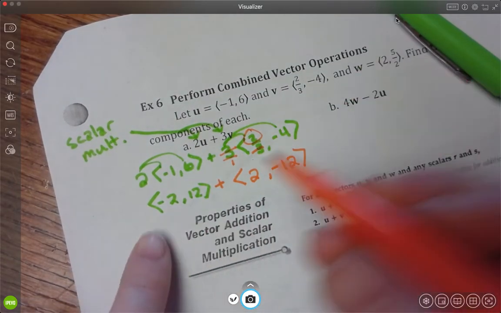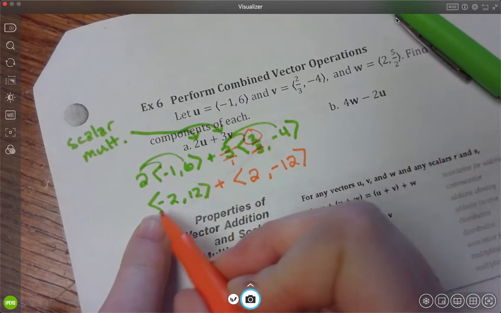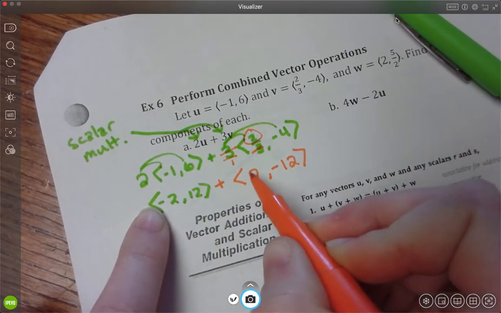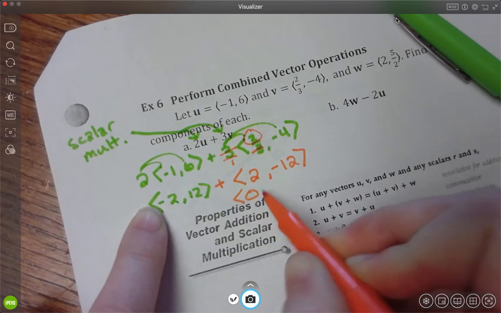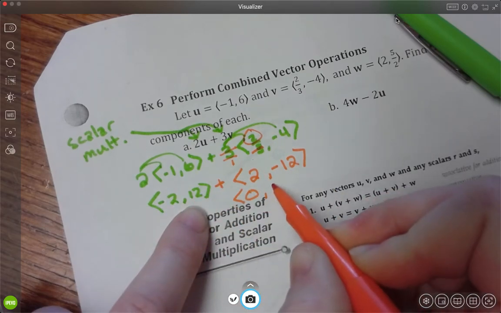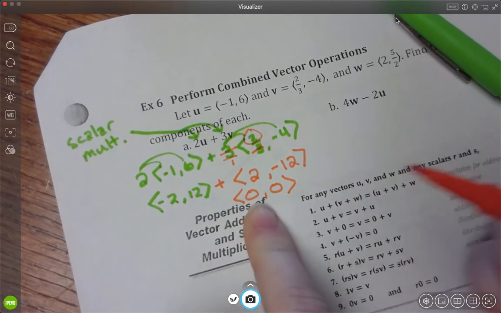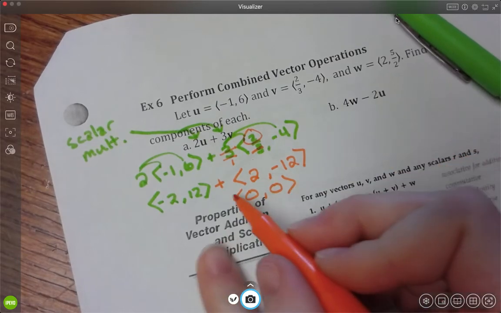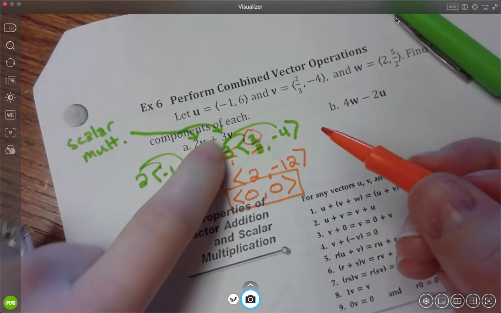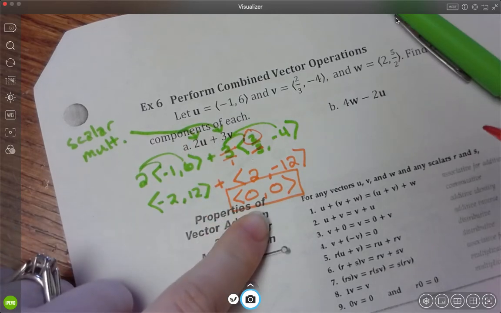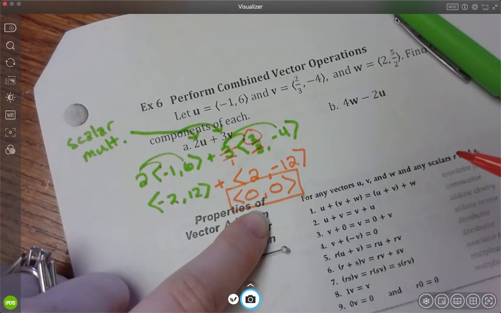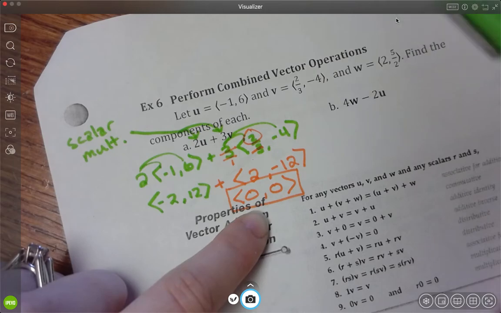All right, now I'm going to add those two together. So I have negative 2 plus 2, which will give me 0, and 12 plus negative 12, which is also 0. So that's that 0 vector that we just got done talking about. So basically, if I combine these two forces together, it will give me a 0 vector, and it will not end up going anywhere, okay? So B.